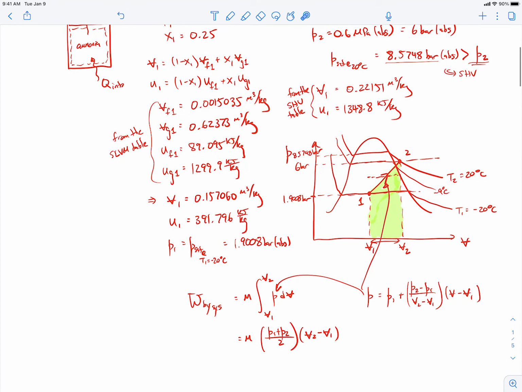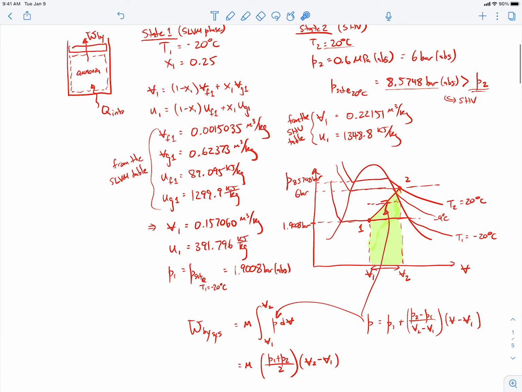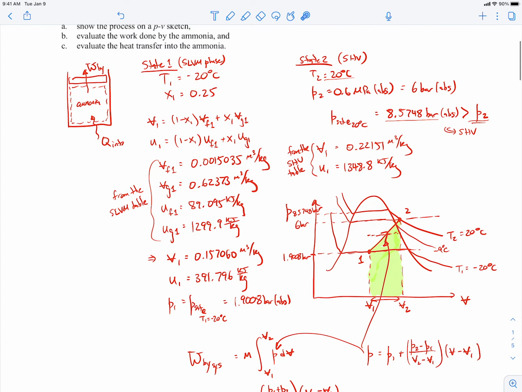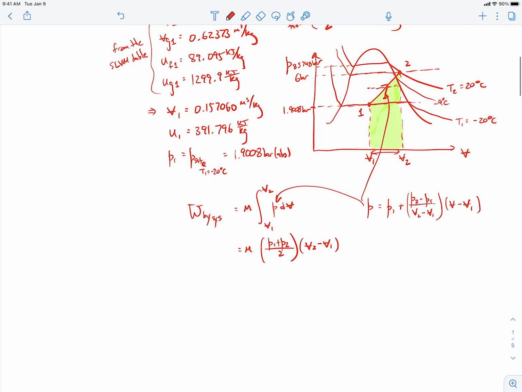Regardless, I have all of these pressures and specific volumes, right? So P1 is here, P2 is right here. Specific volumes at 1 and 2, we calculated those. Sorry, these should have been 2s rather than 1s. So I have these, so I can plug it all in and I'll get the work done by the ammonia in this process. Comes out to be 12.7 kilojoules.